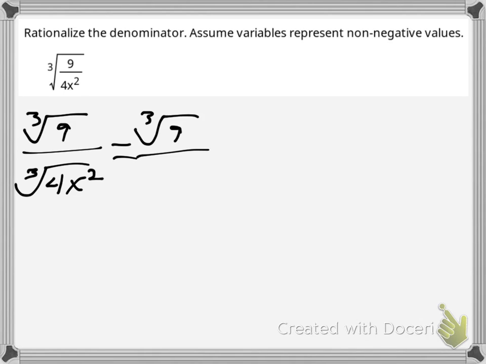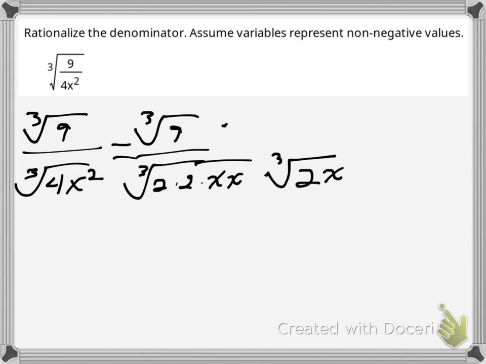And you'll notice that if we factor out the denominator, 4 is 2 times 2, and x squared is x times x. So if we want to rationalize this denominator, in other words, we want to get rid of the radical sign, we want a rational expression down below there, we're going to need to multiply the denominator by another 2, and we're also going to need to multiply it by another x.